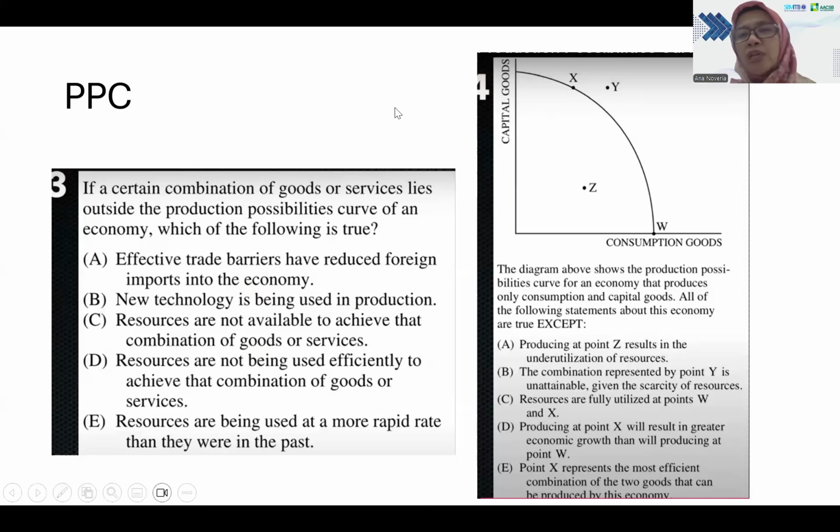But at point Y, it's something unattainable because our resources cannot reach that point. It's just beyond the ability. So now answer question 4. You can pause the video.